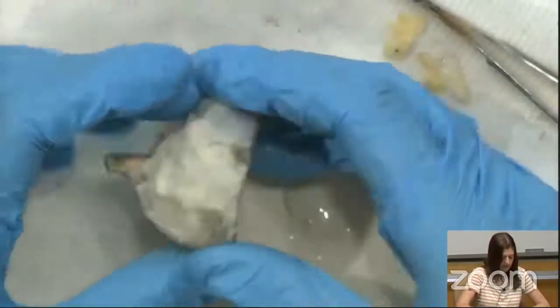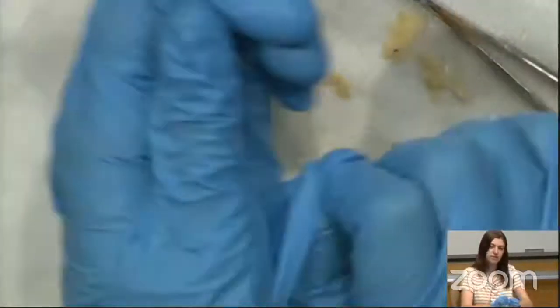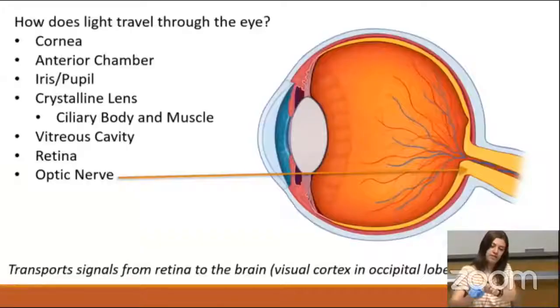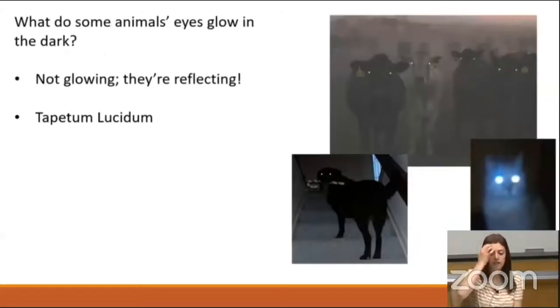Okay, so I think we're done with the dissection, and maybe we can discuss a couple other things that we saw. Okay. So, like I was talking about earlier, that really pretty blue layer is why some animals' eyes glow at night in the dark. They're reflecting all of the light, so that part's cool.